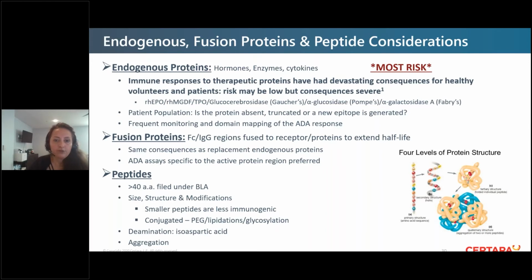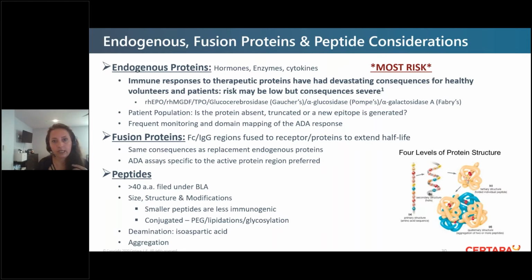Fusion proteins are basically the same thing. You just have the IgG region, which you're not going to typically have an immune response to. It would be to the linker or to the fusion protein itself. And you want to make sure your ADA assay and the anti-idiotypes that you developed for your positive control in the ADA assay are specific to the active region of the protein.